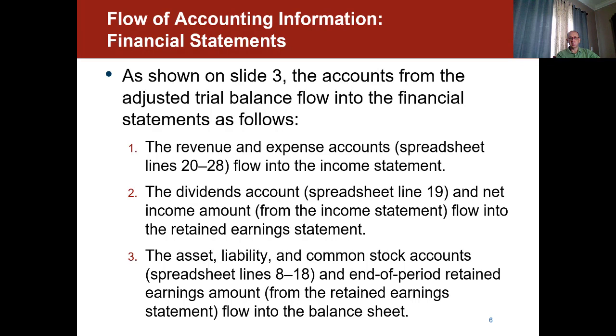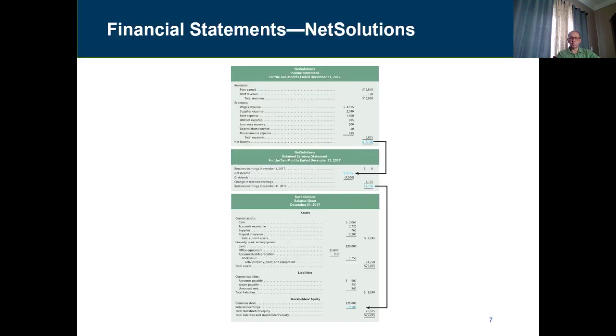So as we've seen in slide number 3, which was like 2 slides before this one, the accounts from the adjusted trial balance flow in the financial statement as follows. The revenues and expense accounts flow into the income statement. The dividend account and net income account flow into the retained earnings statement. And then finally, the asset, liability, and common stock accounts and the end of the period retained earnings amount flow into the balance sheet. So again, one more time, the sequence of the financial statements would be as follows.